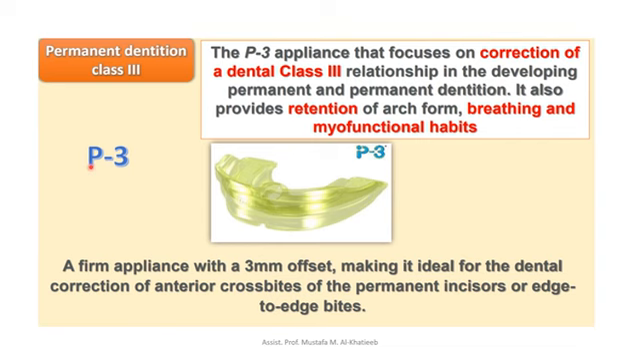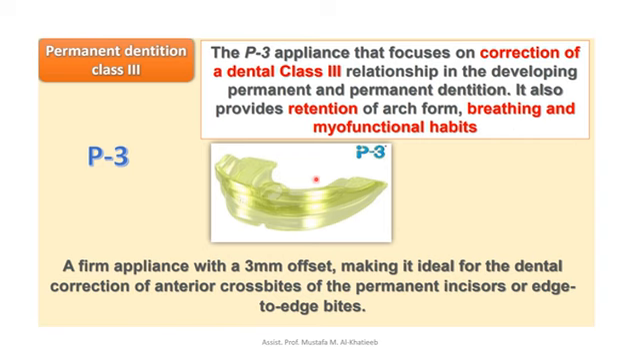Another type of interceptive class 3 is used for P. P means permanent dentition class 3. It is an appliance that focuses on correction of dental class 3 relationship and development of permanent dentition, in developing permanent dentition and also in the permanent dentition. So it is called P. It also provides retention for arch form, breathing, and myofunctional habits.